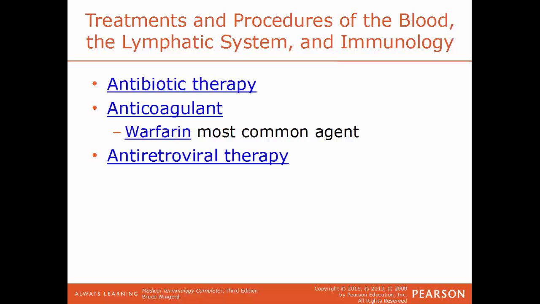Anticoagulants. These are a class of drugs that are given to help thin the blood. And a common example of that is warfarin. It's a very common agent given as a blood thinner. The last one here, antiretroviral therapy. There are many classes of viruses depending on its shape and what kind of genetic information it has, how it infects your cell, and how it replicates. And one class of these viruses is called a retrovirus. A good example of that would be HIV. And medications that help treat this class of viruses are called antiretroviral.